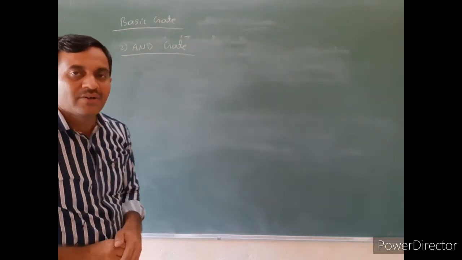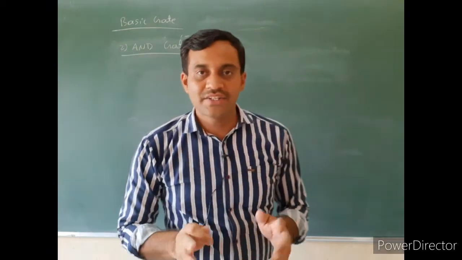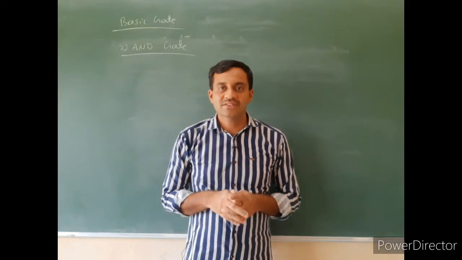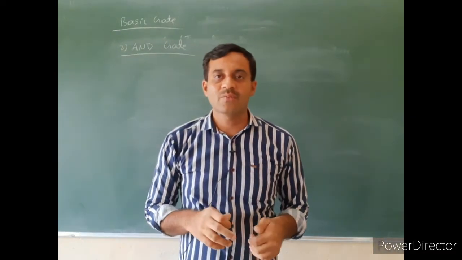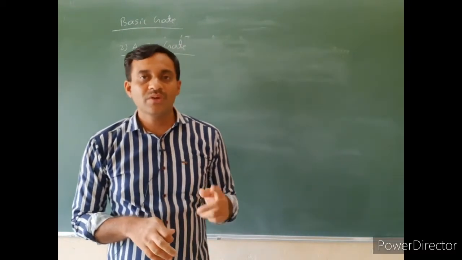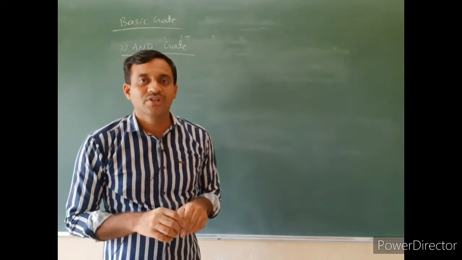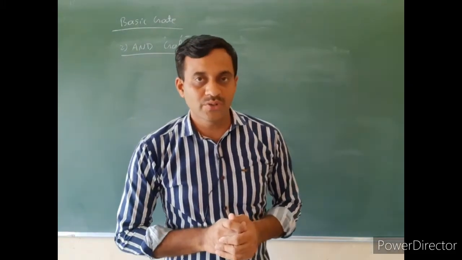AND gate. First, see the working principle of AND gate. AND gate is an electronic circuit. It accepts two or more inputs and produces only one output. All logic gates produce only one output.